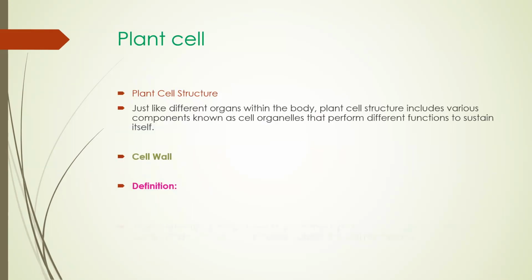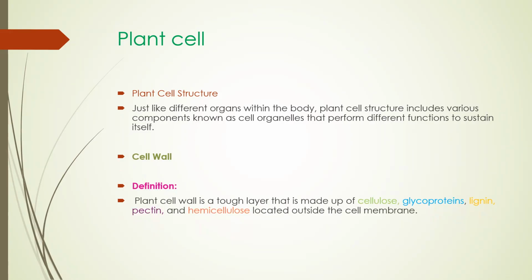Cell wall definition. The plant cell wall is a tough layer that is made up of cellulose, glycoproteins, lignin, pectin, and hemicellulose located outside the cell membrane. Do you understand? This is very, very important: cellulose, glycoprotein, lignin, pectin, and hemicellulose. Next, located outside the cell membrane.